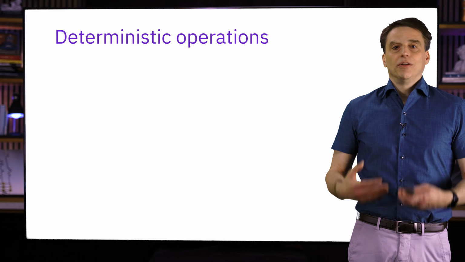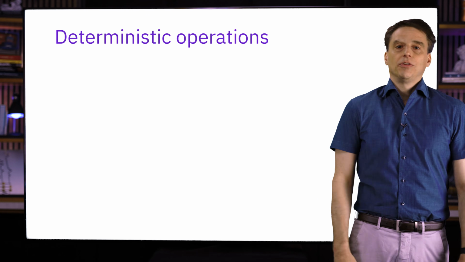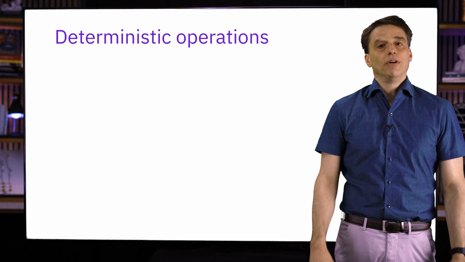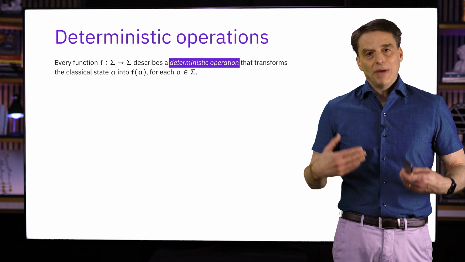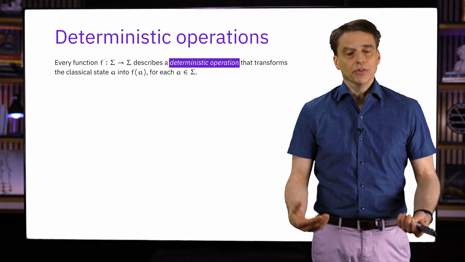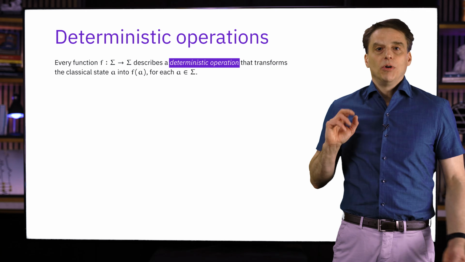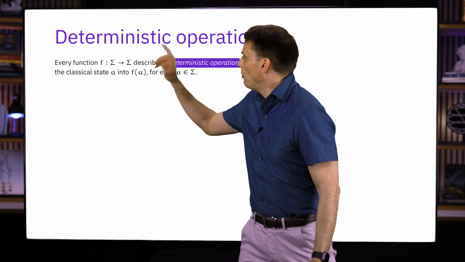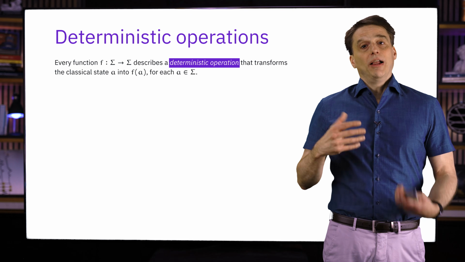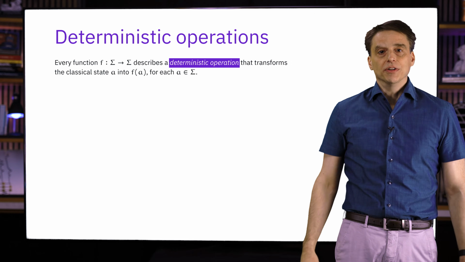In other words, there's no element of chance when a deterministic operation is performed, so there's no randomness or uncertainty involved. In mathematical terms, deterministic operations are described by functions. Every function f of the form that you see right here, which means that both the input and the output of the function correspond to elements of our classical state set sigma, describes a deterministic operation.